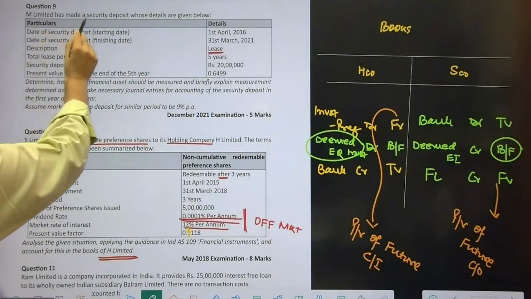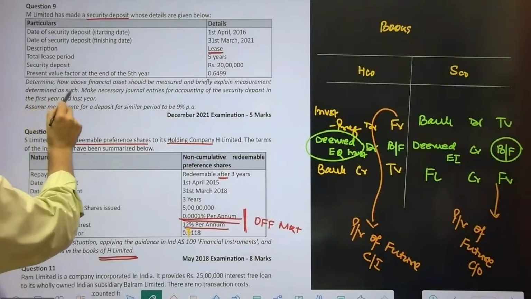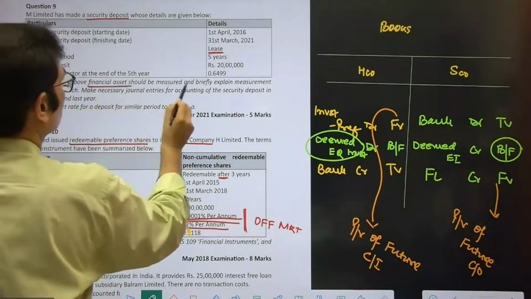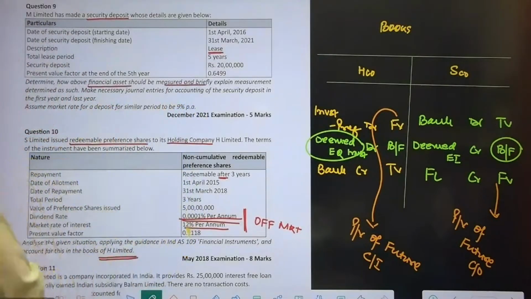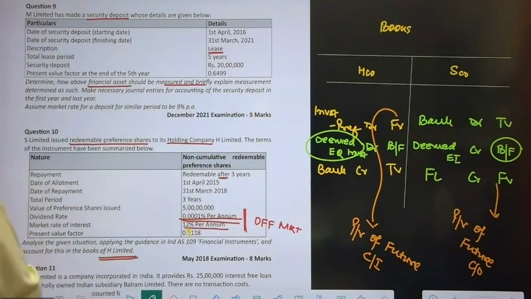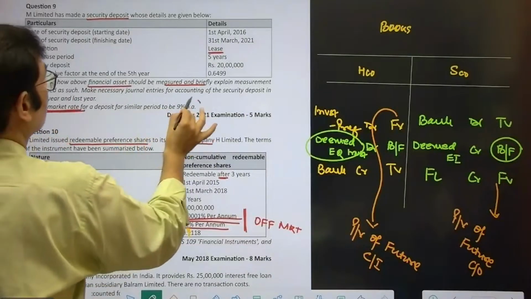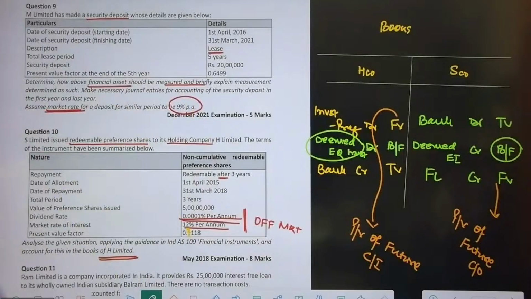It says M made a security deposit whose details are given, the start and the finishing date for a period of 5 years is given, and determine how the financial asset should be measured and briefly explain the measurement determined as such. Make the necessary entries for the security deposit in the first and the last year and assume the market rate for similar deposit is supposed to be 9%. That's again an examination question.